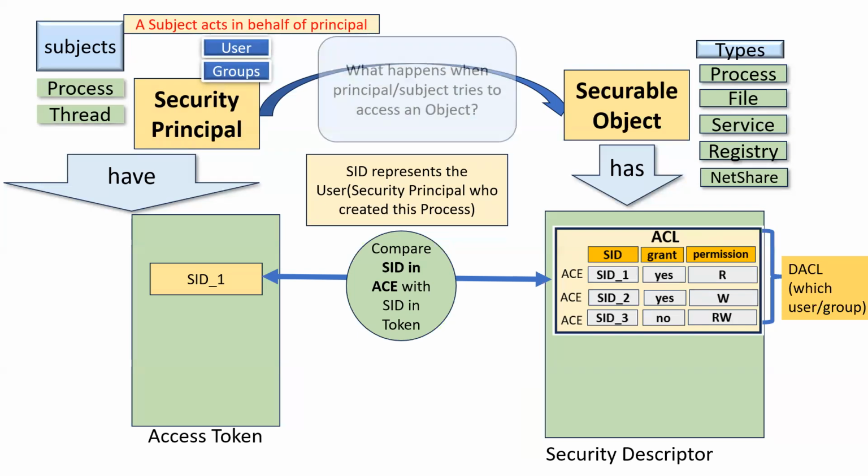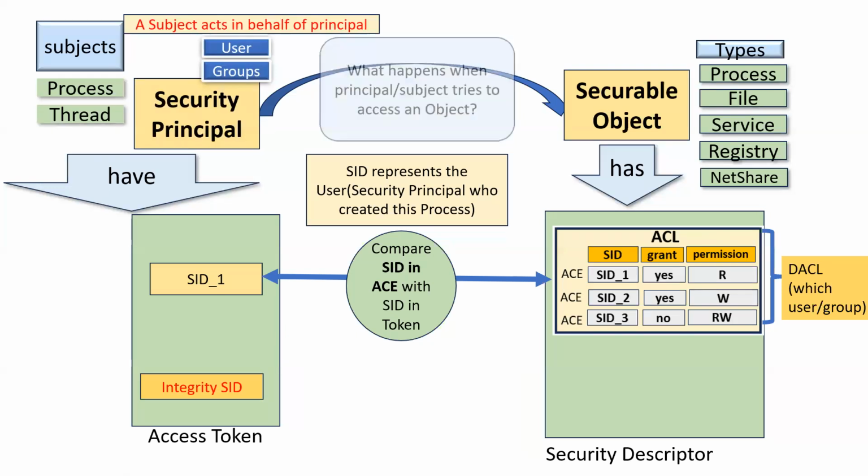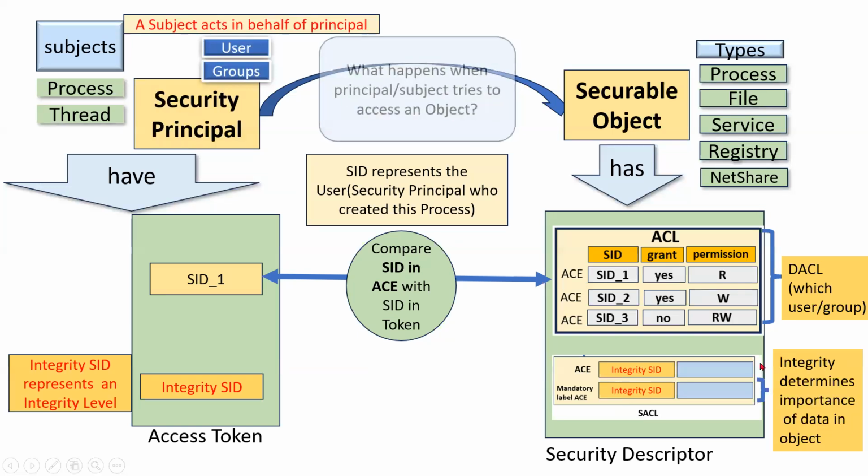Now there is another parameter which can be used to determine whether this particular object can be accessed by the security principal or the subject or not. That is known as the integrity SID, which represents the integrity level. So the access token has an integrity SID and the security descriptor also has another field known as the mandatory label access control entry, which has an integrity SID. The integrity level of this particular object determines what kind of data it has and what the sensitivity of the data is.